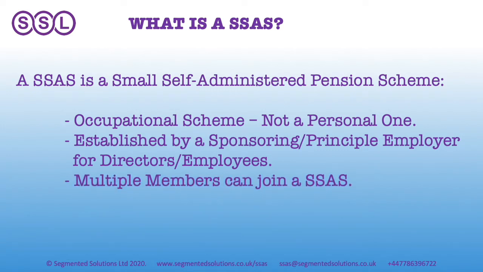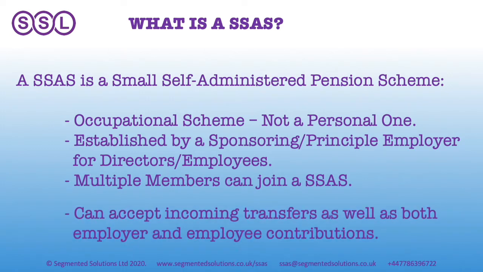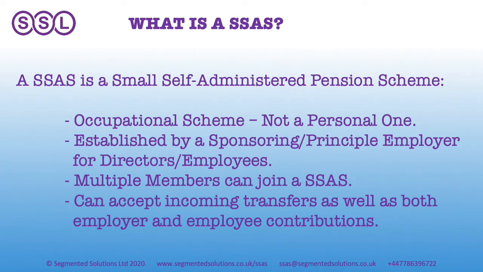Multiple members can join a SSAS, so if you've got a family with husband and wife and grown-up children, they can all become members of the SSAS, and that actually helps with some inheritance tax planning later on. You can accept incoming transfers into a SSAS, and you can also make employer and employee contributions into your SSAS. You can pool together all your SIPPs into your SSAS as well, absolutely no issues with that.